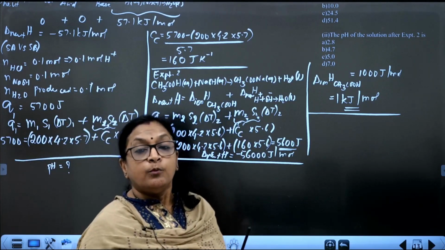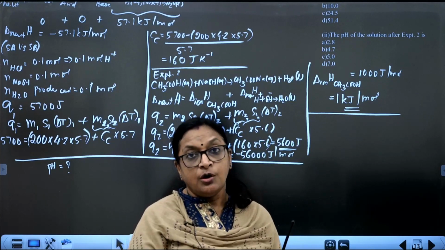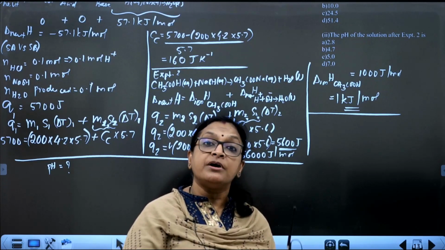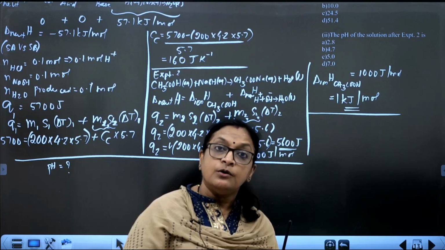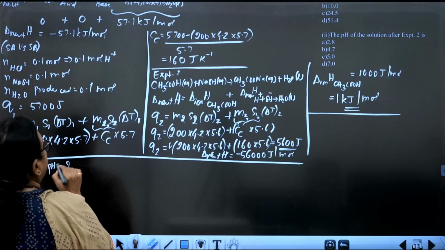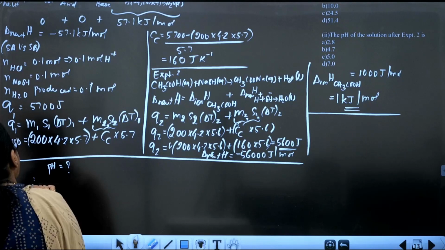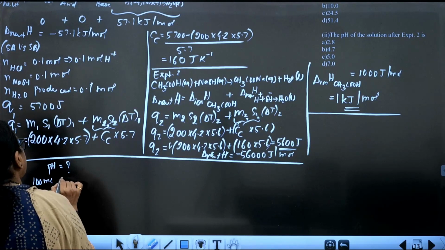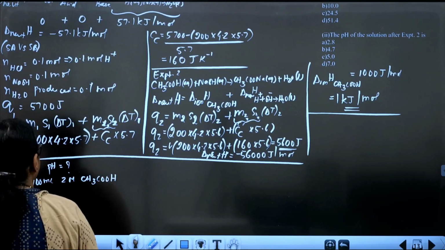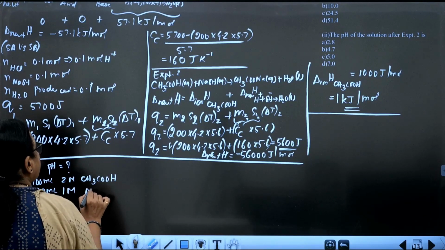Let us see whether to use the left behind base pH, or is it a salt hydrolysis concept, or is it a buffer concept. So let us see what all is formed here. We are provided with 100 ml 2 molar acetic acid and 100 ml 1 molar NaOH.